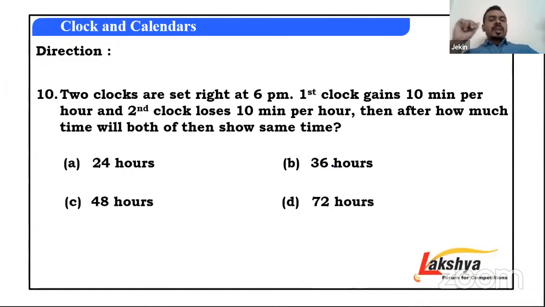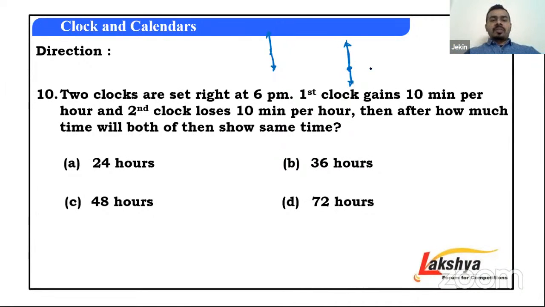What's the next sum? There are two clocks which are set right at 6 p.m. Okay, 6 p.m. means how does the clock look? This is how your hour hand would be, and this is how your minute hand. Okay, I'm going to draw here. Your hour hand would be over here, and your minute hand, which is at the larger point, would be over here. All right, this is how 6 o'clock looks.